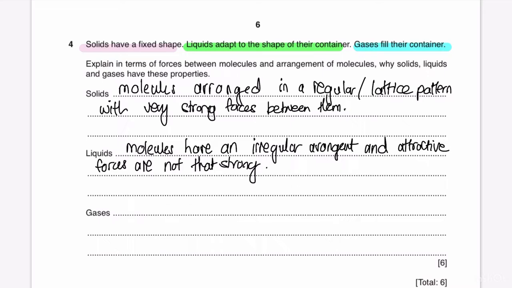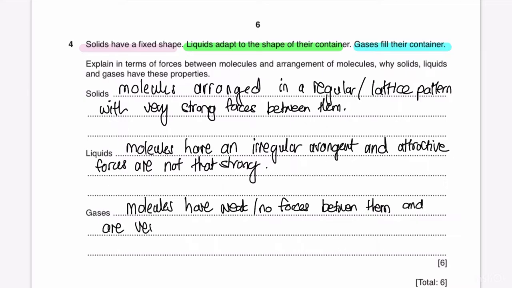And gases fill their container. Now what happens? Molecules have no arrangement. Okay, they have absolutely no arrangement, and their forces are very, very weak. So the molecules are further apart and they are able to spread around. Okay, we will write this: molecules have weak, or no forces according to ideal gases, between them, and are very far apart, so they diffuse easily. Because they're not attracted to each other, they diffuse out easily.